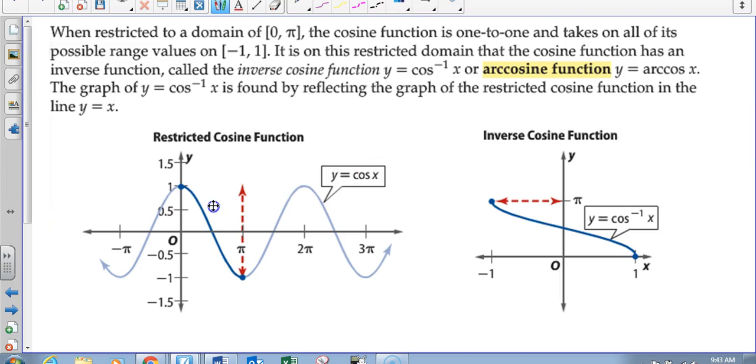Cosine has to have a different restriction. If I restricted this from negative pi over 2 to pi over 2, it wouldn't work, right? I wouldn't have any negative values. Everybody see that? So, I'm going to have to erase because I can't see my little undo button. We're going to restrict it here from 0 to pi so that it has all the values.